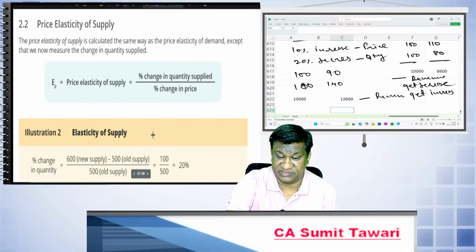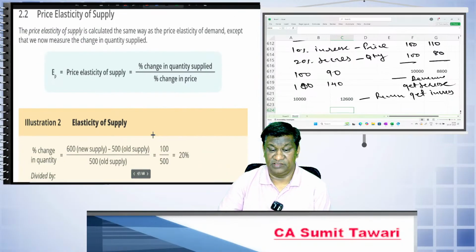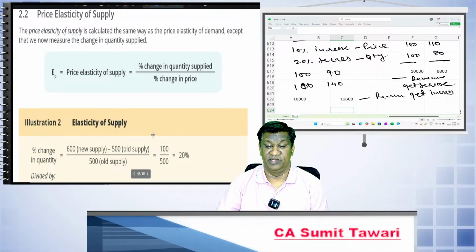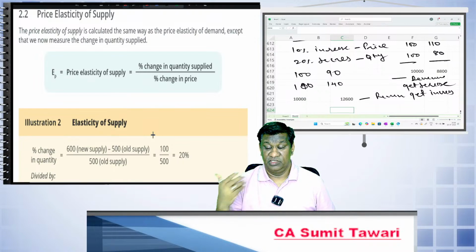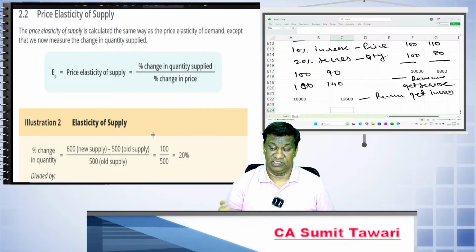Now the price elasticity of supply, same. Changes in quantity supplied in the numerator and changes in price in the denominator, but here you will get a positive number. Okay, because if the price gets increased, then the supplier is willing to supply more quantity. So it is not inversely proportionate, it is directly proportionate.